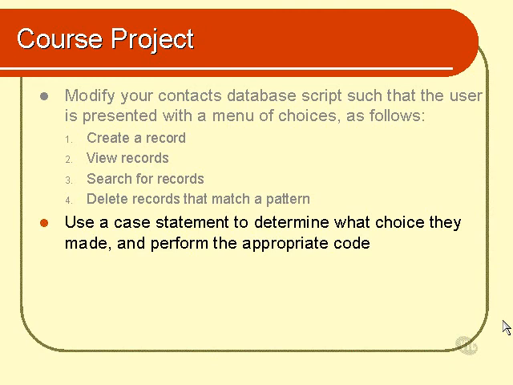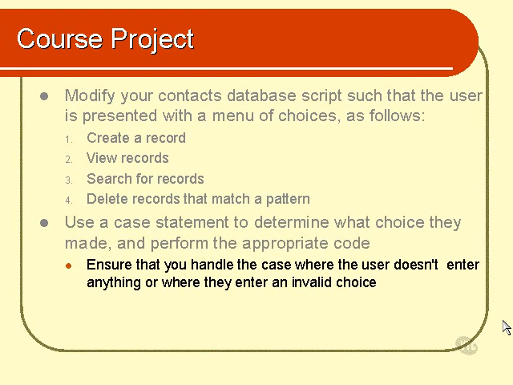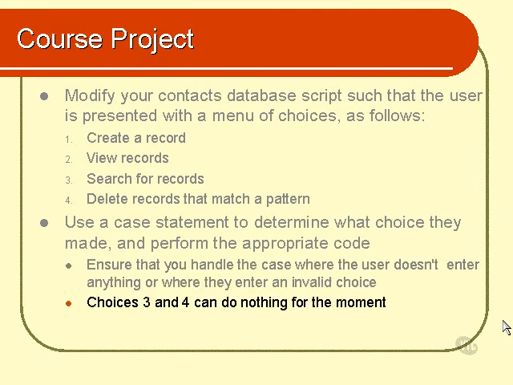to determine actually what choice they made. And I'd like that to be numeric. So if they enter the number 1 on the keyboard, then you will go and do the create record code. If they enter a number 2, then you'll do view records and so on. And of course you have to make sure that you handle the case where they don't enter anything at all or some other value that's not a number. You have to handle that correctly.